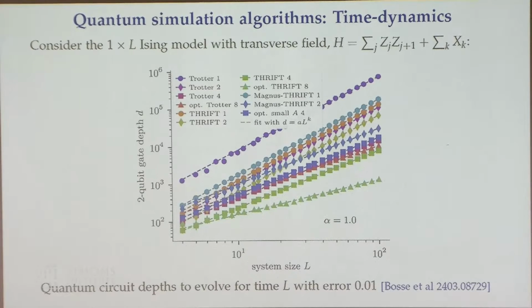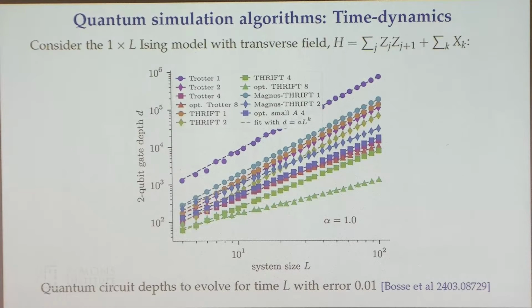Okay, so I said that I'd try and include some real numbers, and I thought maybe it's helpful at this point to do that for this particular case of time dynamics simulation. These are numbers taken from a recent paper that I'm a co-author on at Phasecraft, where we were looking at trying to develop more efficient time dynamics simulation algorithms based on product formulae.